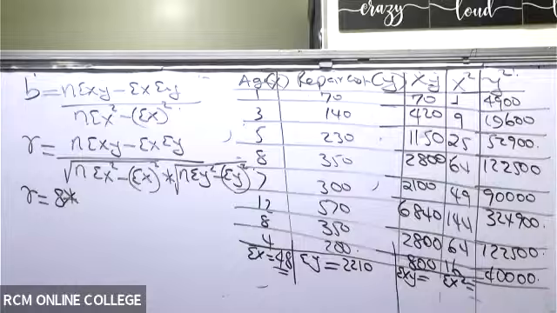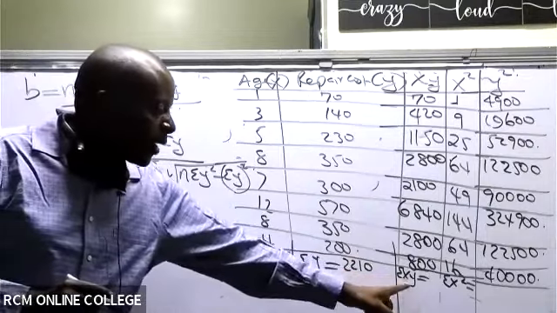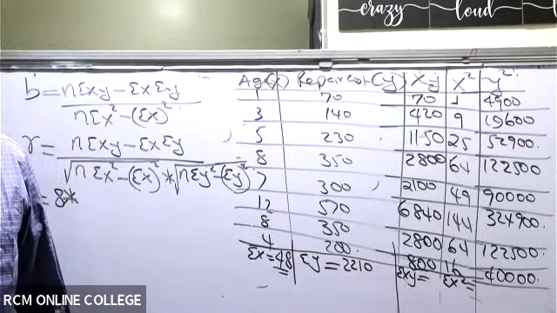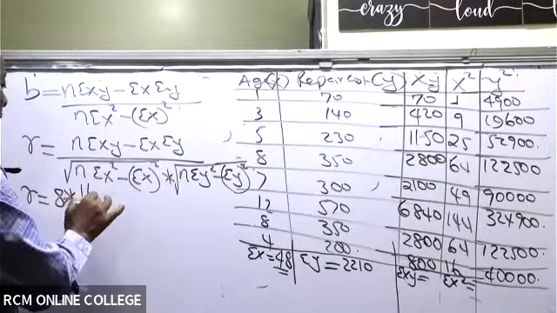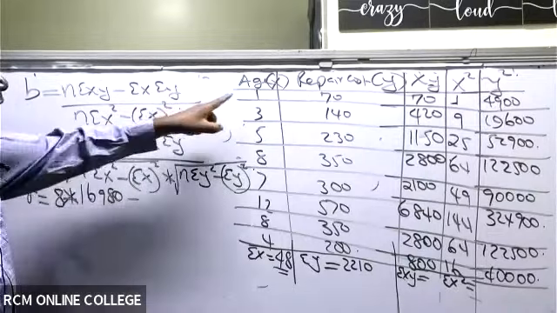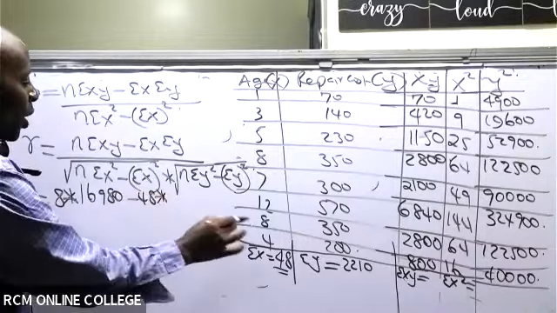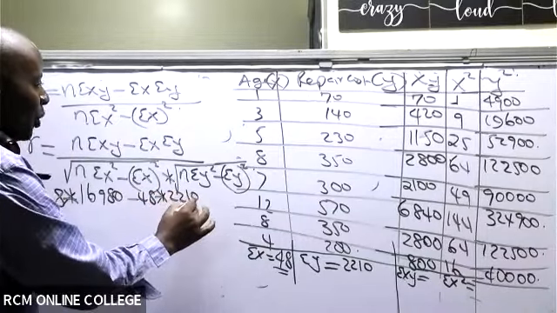Anybody who can remind Mwalimu the summation of xy would really be happy. Not sum of x alone, not sum of y, summation of xy. It was 16,980. I hope you are able to remember that. Minus now summation of x times summation of y. Summation of x I have here, it is 48, times summation of y, which I as well have as 2210.